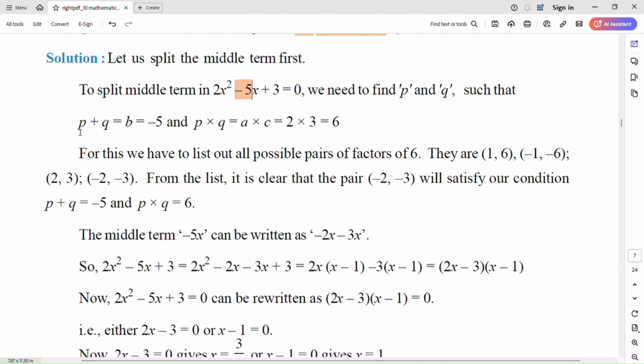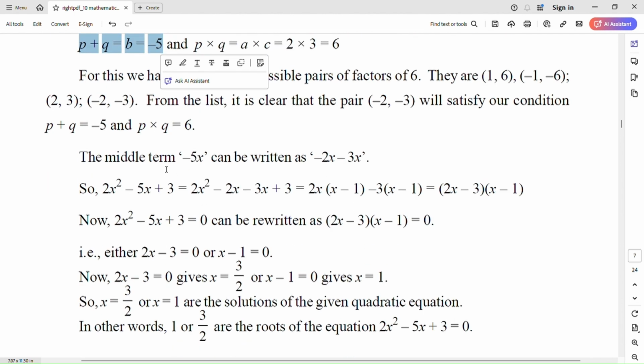Now which of these two will satisfy this equation? P plus q equal to minus 5, it should satisfy. Okay, that way we can split this quadratic equation into factorization. Okay, so from this list, minus 2 and minus 3 will satisfy p and q rules, that is p plus q equal to minus 5 and p into q equal to 6.